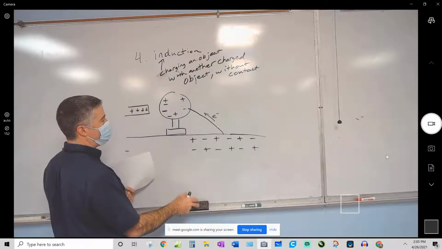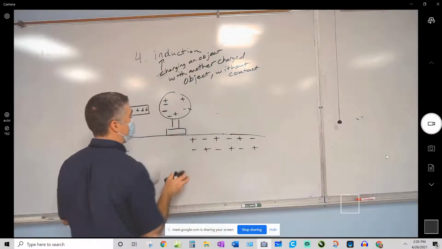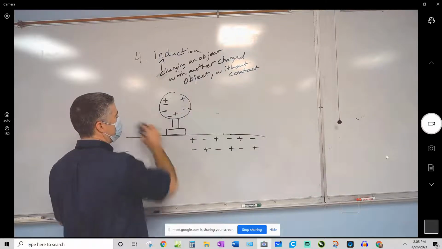So you have that, and then if you remove the wire, the electron is stuck there. If you remove this, what happens then?